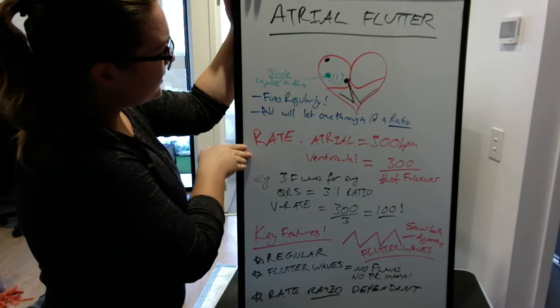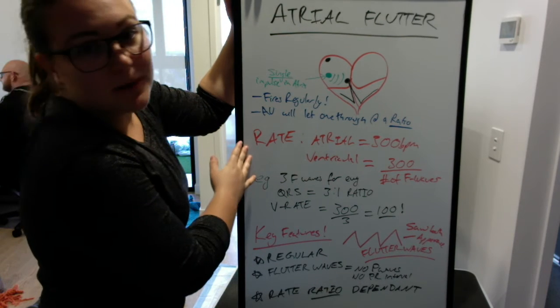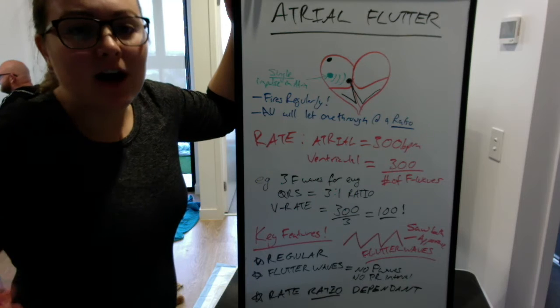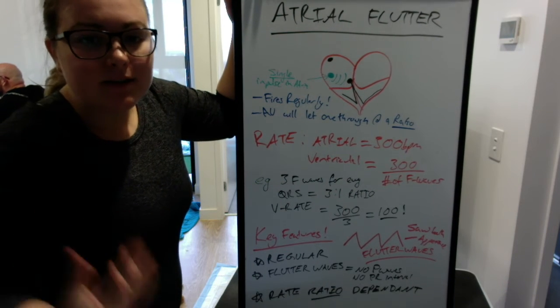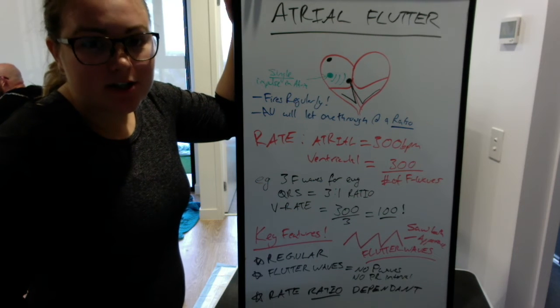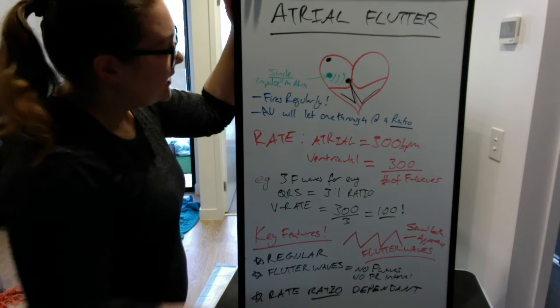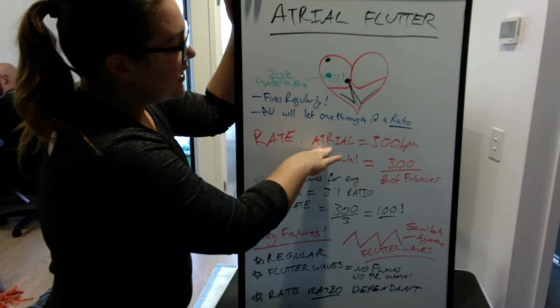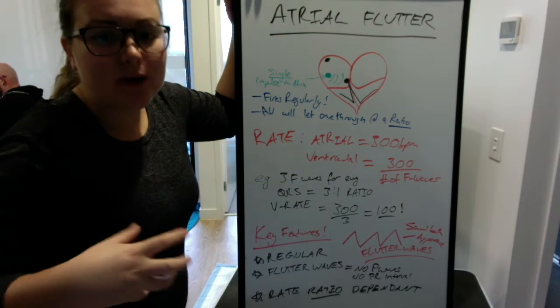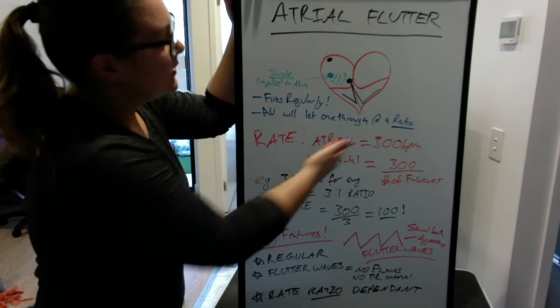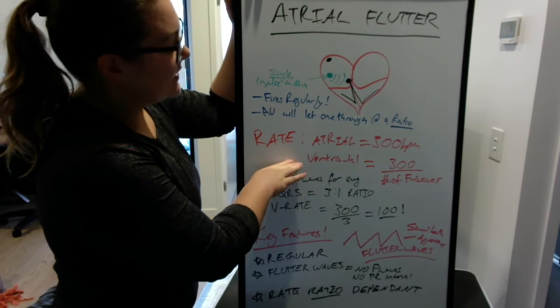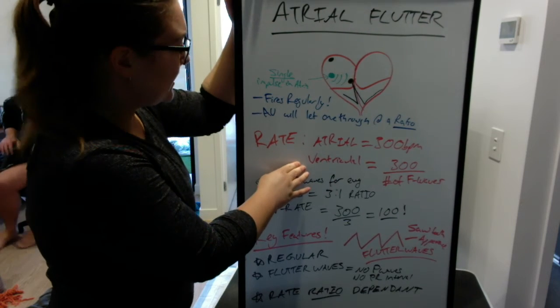So this comes over to determining rate for atrial flutter. Unlike other rhythms where we have to manually count the rate, this one is determined by that ratio, so how many are let in. Our atrial rate, we always just say it's 300. This is just for atrial flutter, 300 beats per minute, because this allows us to determine the ventricular rate.